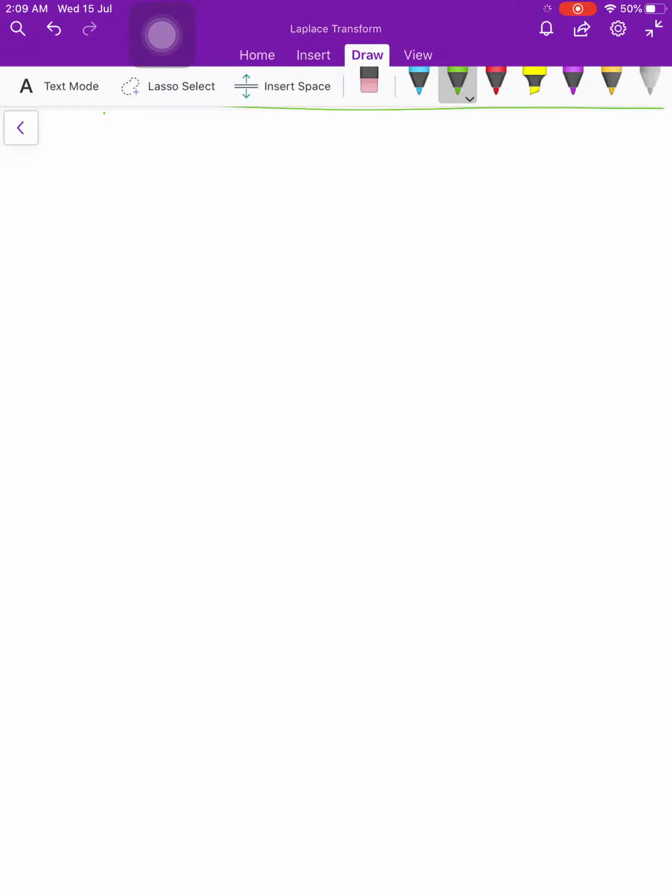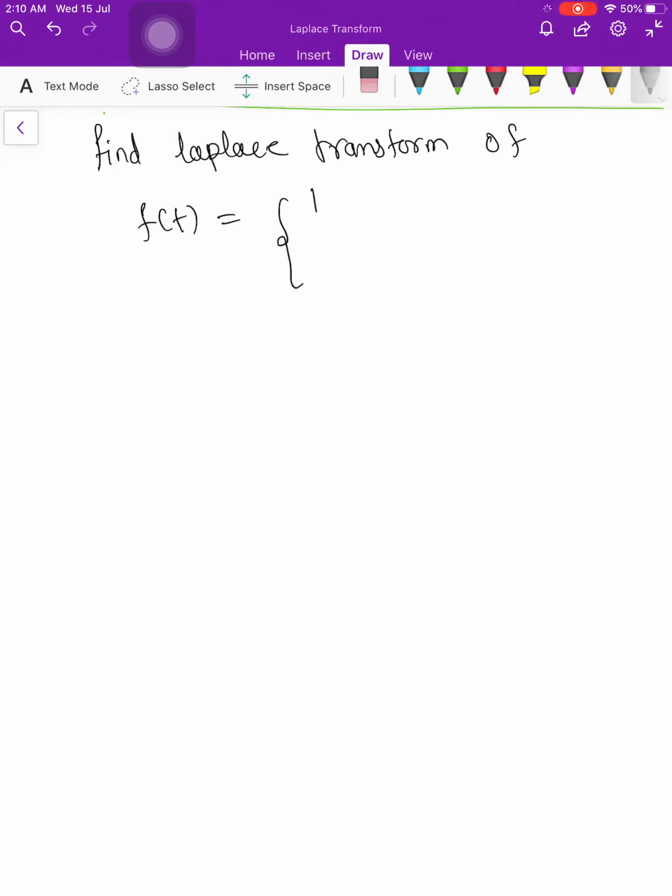So I am just solving one example. This is the question: find Laplace transform of f of t, where it is t when t is between 0 and 4, and it is 5 when t is greater than 4. So this is the example.